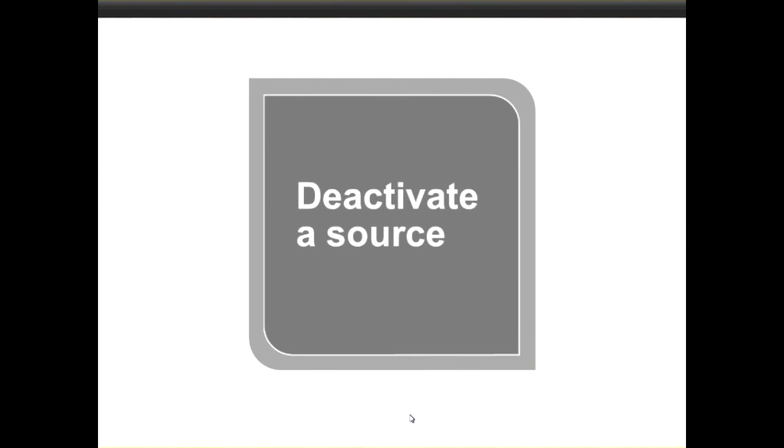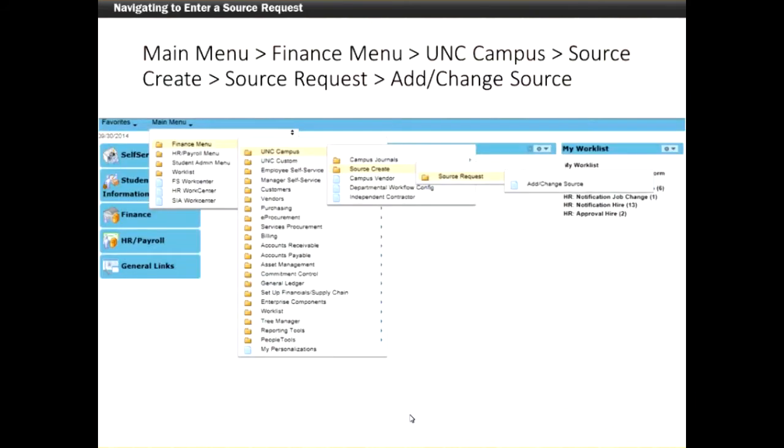Okay, we're going to take a look at a deactivate a source request. In this case, we're going to take a look at the biology conference that is supported by the biology department. They've had some changes to their funding, so now they realize, oh, I need to deactivate this source. Again, the navigation is the same. We start main menu, finance menu, UNC campus, source create, source request, and add or change a source.